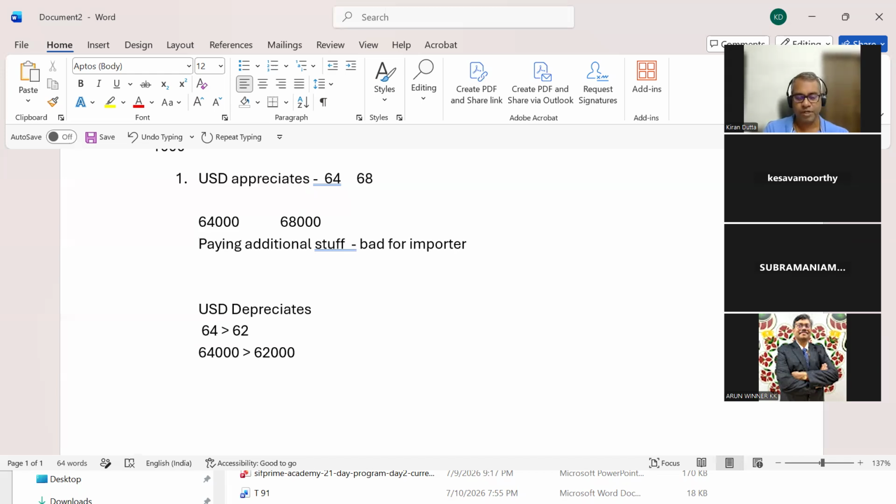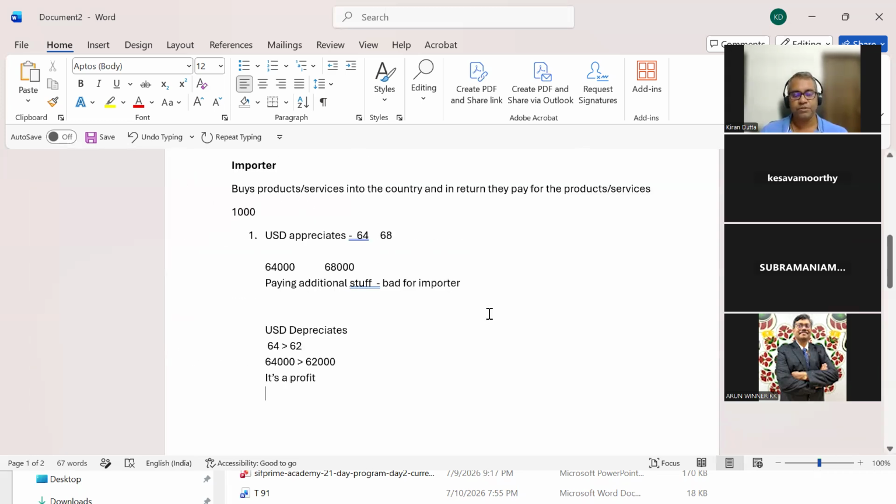Profit or whatever, right? Primarily, you can call it profit, etc. Now, in favor of the importer, the most important point that I wanted to build here is what the importer's benefits are.